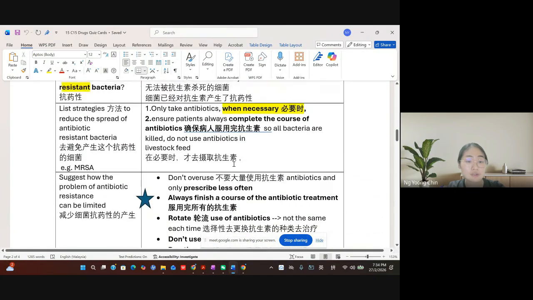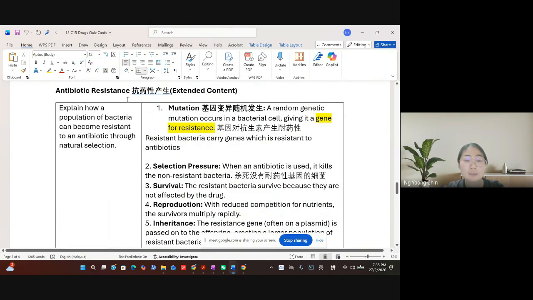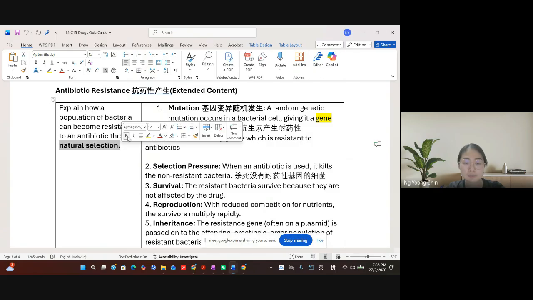And then this one is actually referring to how antibiotic resistance is being produced. Okay, explain how the population of bacteria becomes resistant to an antibiotic through natural selection. This is due to the bacteria undergoing natural selection.